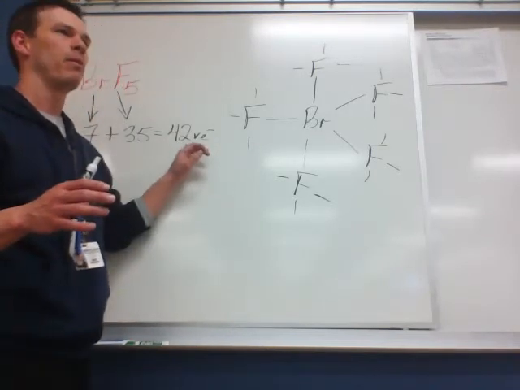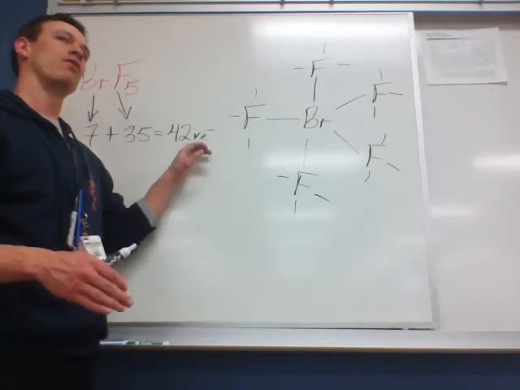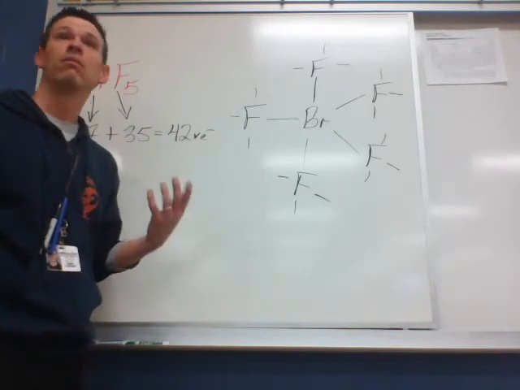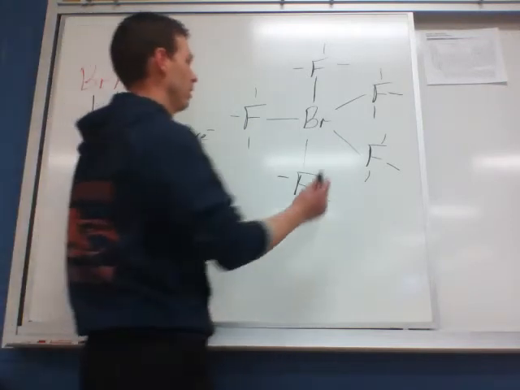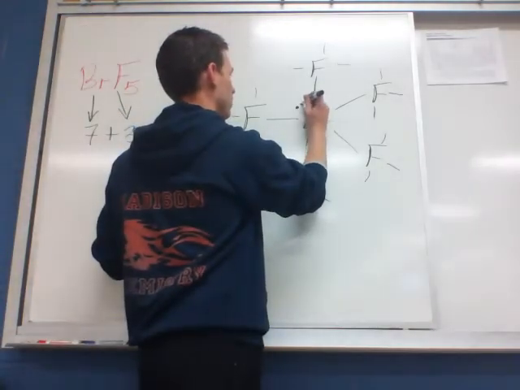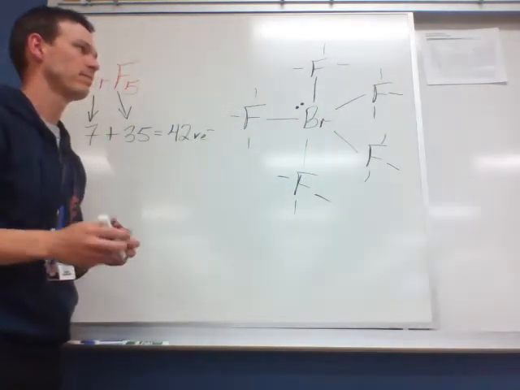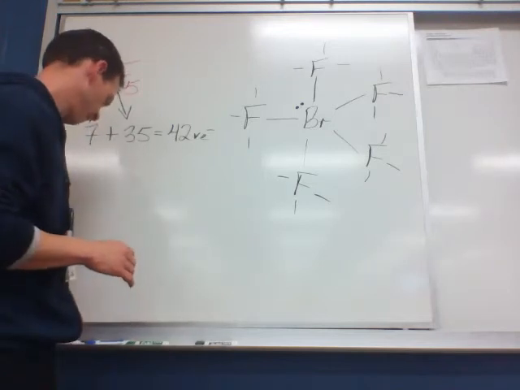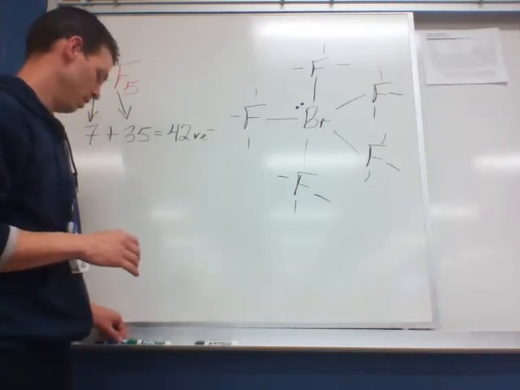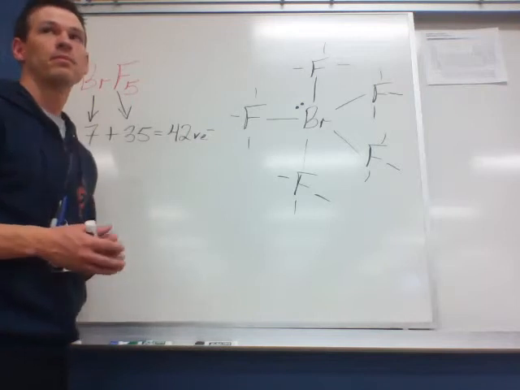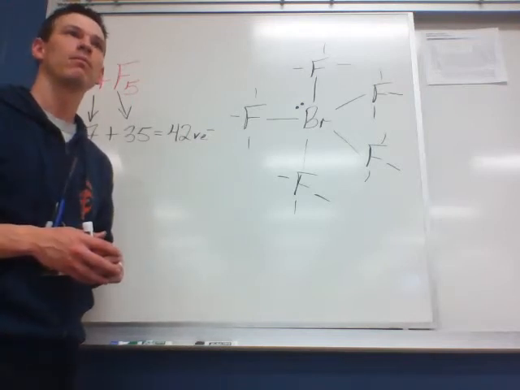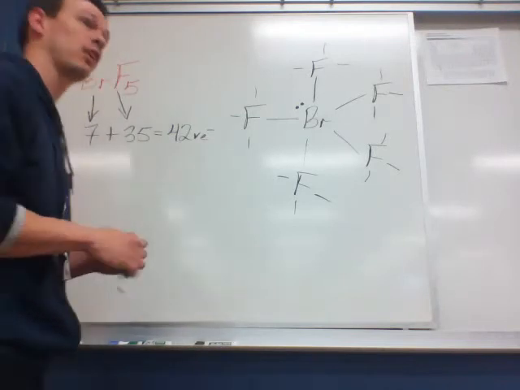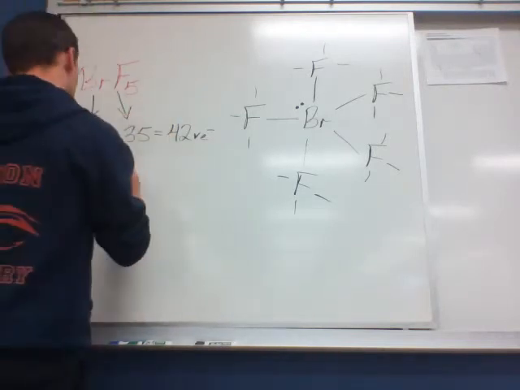Which is the wrong number, but it's not enough. And we know if it's not enough, all we can do is add more. And again, we already agreed that bromine can expand its octet, so let's keep going. What shape is he? Octahedral. He's octahedral. He's got 6 regions of electrons due to that lone pair.